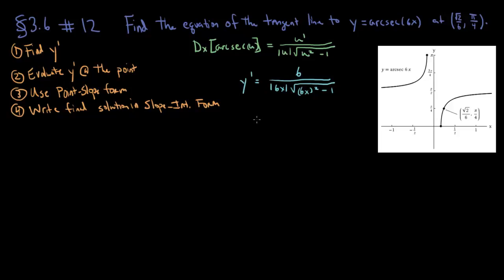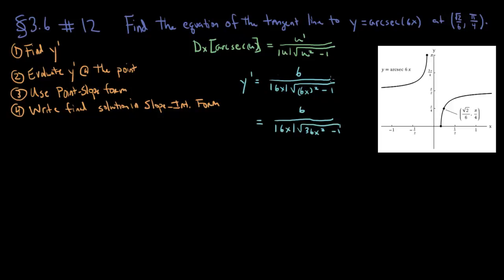There's not really a whole lot of simplification we can do. We could, I guess, there's one little step. We could say, for instance, that this is 6 over the absolute value of 6x, divided by, the only thing we can really do is say the square root of 36x squared minus 1. That's about all we can do there.